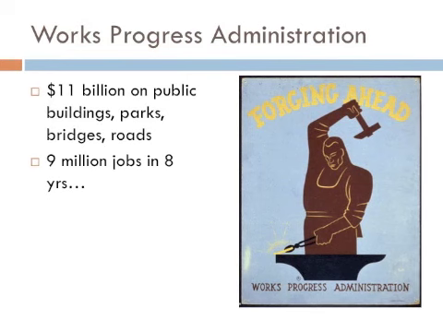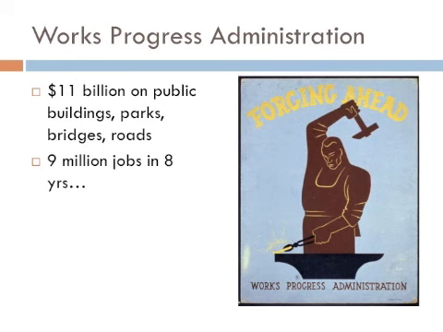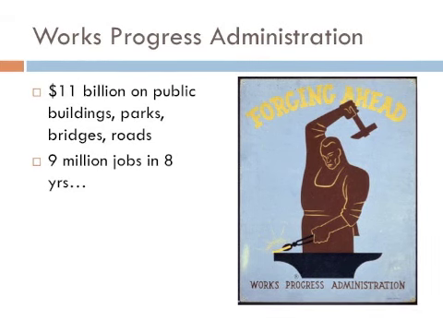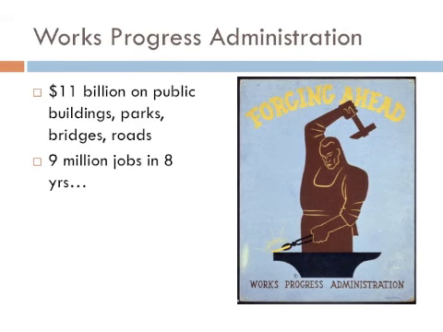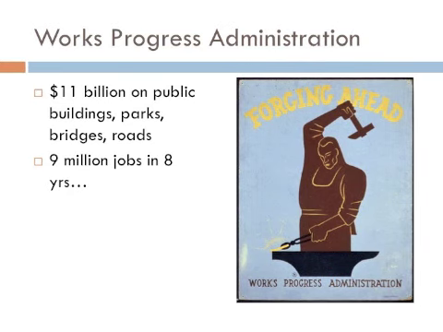Moving back to the programs, the first one is the Works Progress Administration, which was the largest New Deal program and spent over $11 billion on public buildings, parks, bridges, and roads. It created more than 9 million jobs in 8 years. And along with the things that came about with the jobs, it also had very significant art programs in that it gave funds for artists to create murals, actors, writers, etc. So it was probably the most wide-ranging of the programs that we talked about so far in the effect of the kinds of jobs it created and the kinds of things that it created people to do.